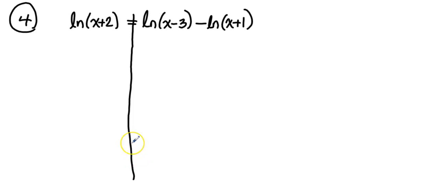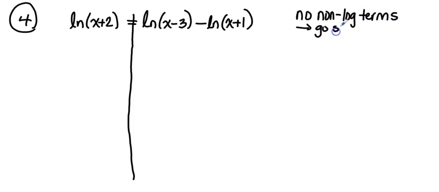So if I tried to gather all of my natural log terms onto one side, that really wouldn't make much sense, because I would have all the natural log terms on one side and then 0 on the other side. So let's make a note. No non-log terms. Go straight to condensing.